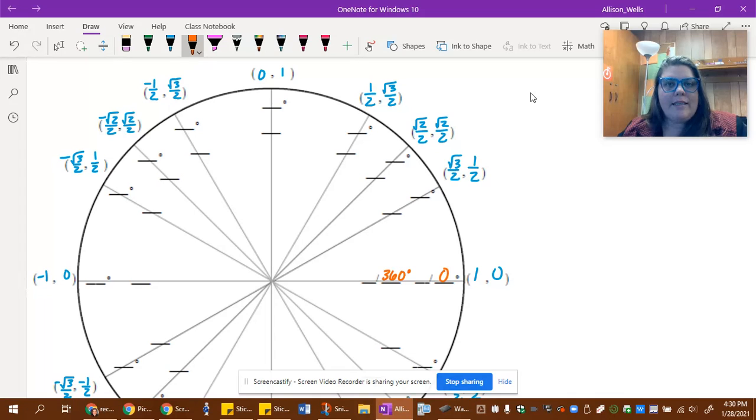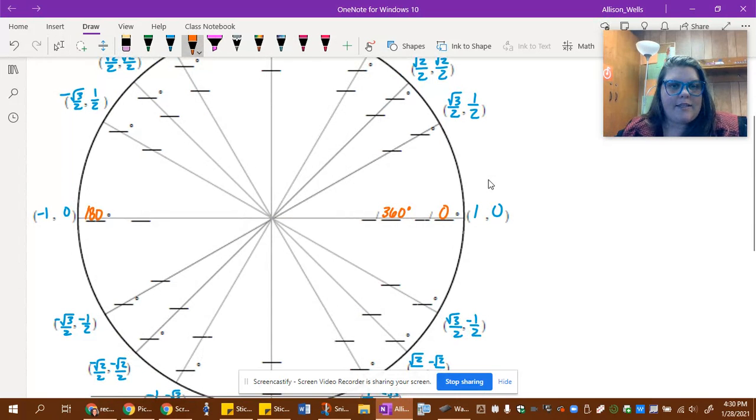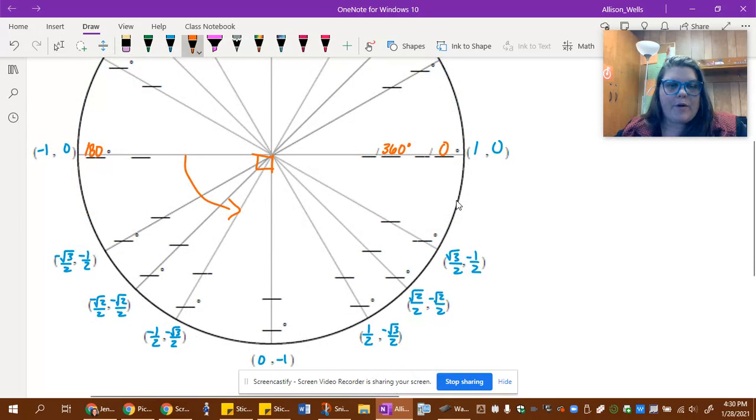Half of 360 is 180. Another way you can figure this out is if you remember that a straight line is 180 degrees. Either way, this is 180. The next thing that we can use is our knowledge that a right angle is 90 degrees. So this is 90. And then at the bottom, we have another distance of 90 degrees, but it's measuring from 180. So this would be 270 because that is 180 plus 90.